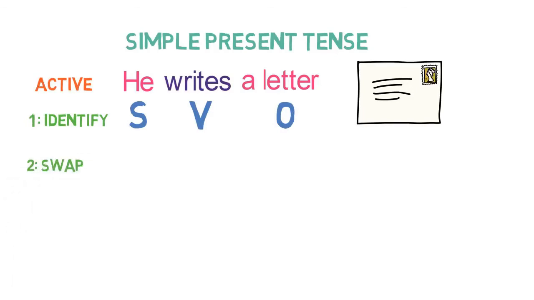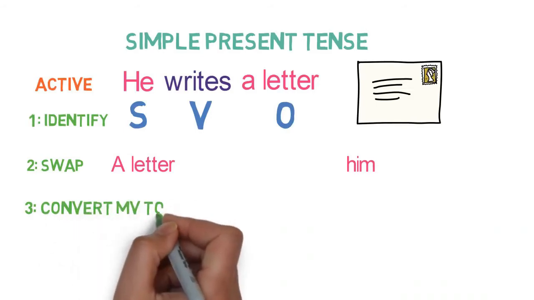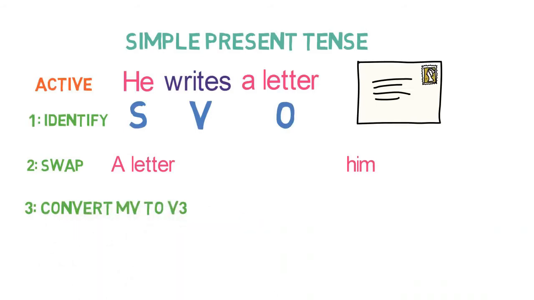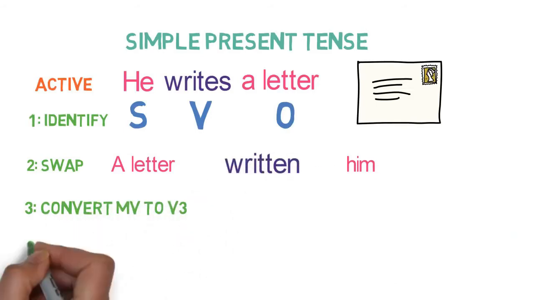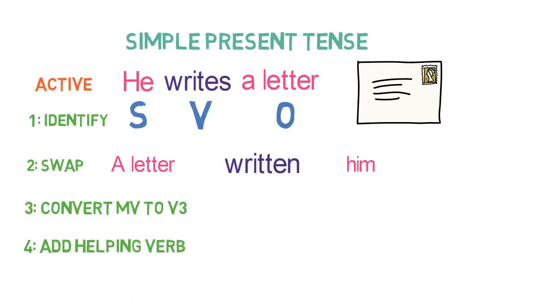And swap. Swap means just have a glance at that in each and every sentence. A letter becomes the subject, and he becomes him, isn't it? Then convert the main verb into verb 3, so written. And add the helping verb, is, isn't it?